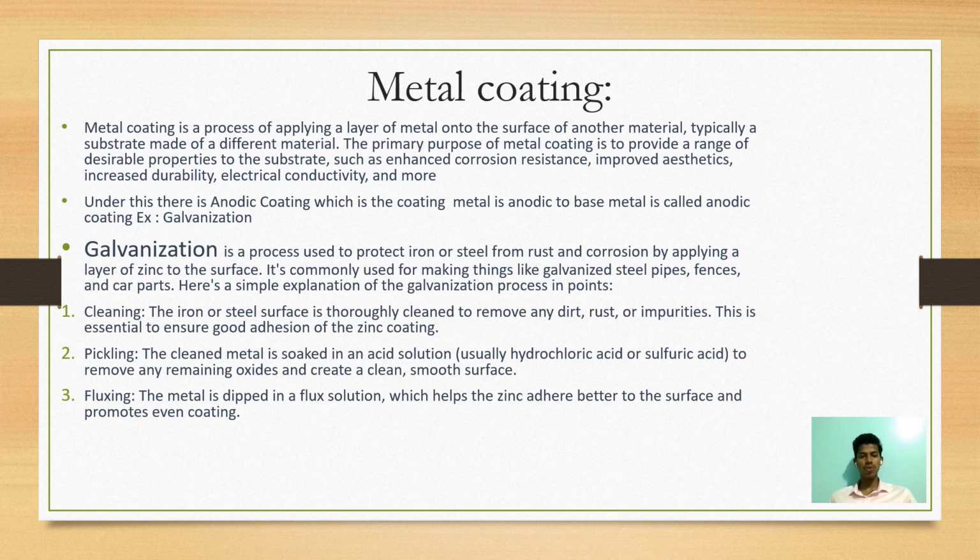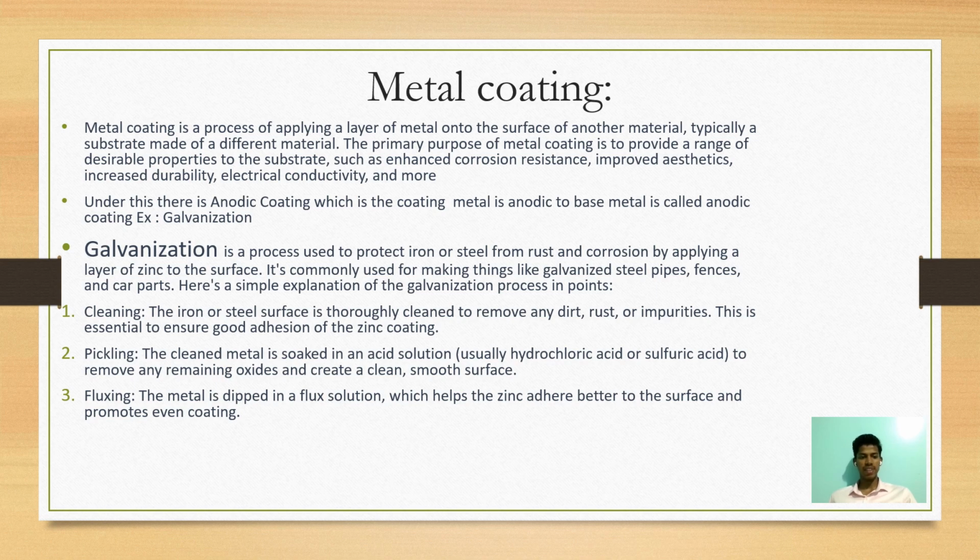It's commonly used for making things like galvanized pipes, fences, and car parts. Here's a simple explanation of the galvanization process. Cleaning. The iron or steel surface is thoroughly cleaned to remove any dirt, rust, or impurities. This is essential to ensure good adhesion of the zinc coating.